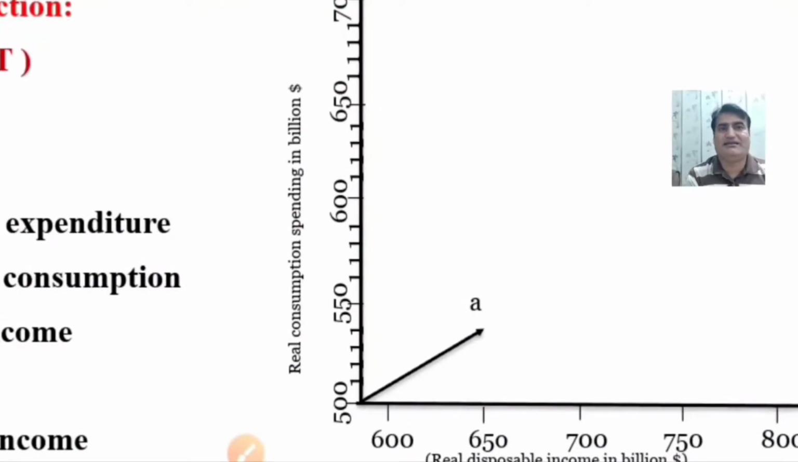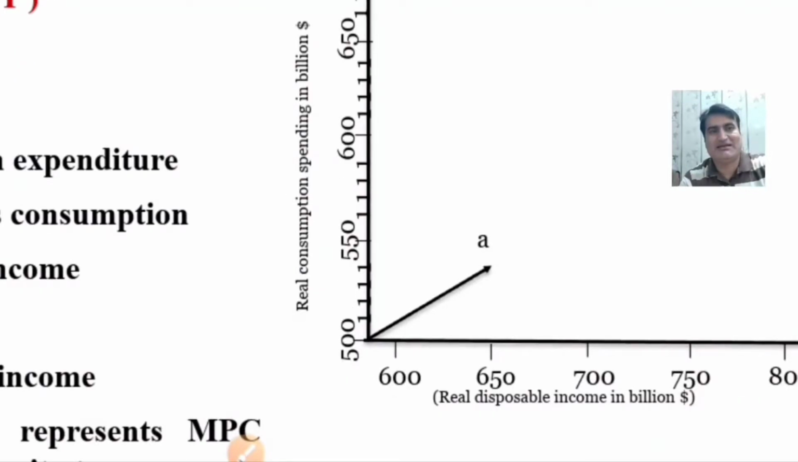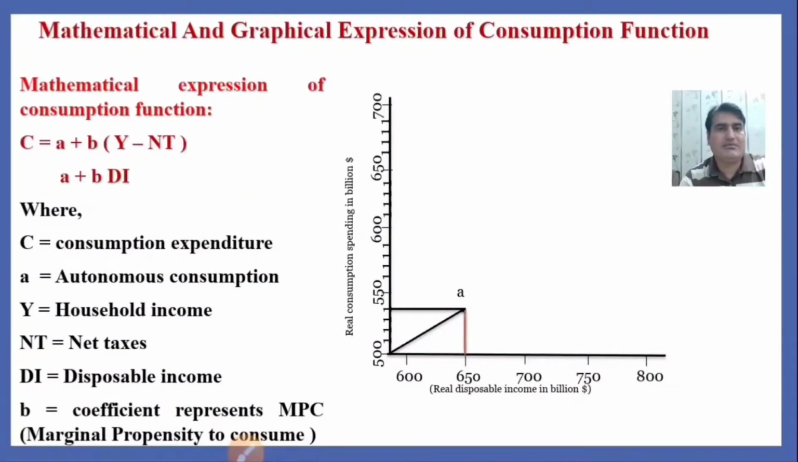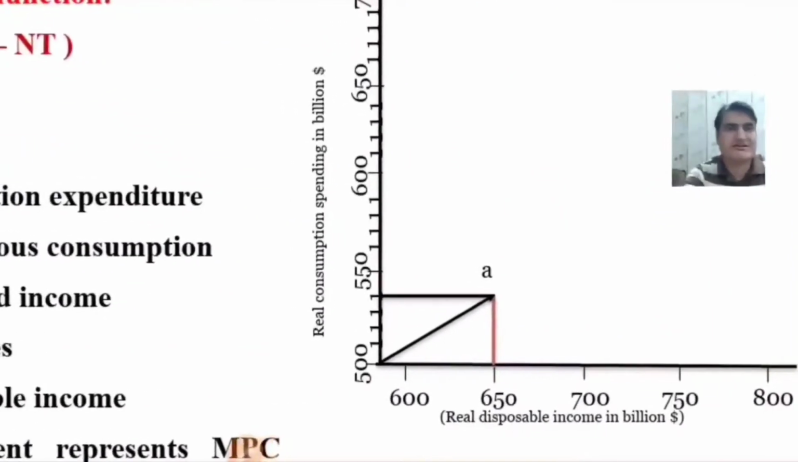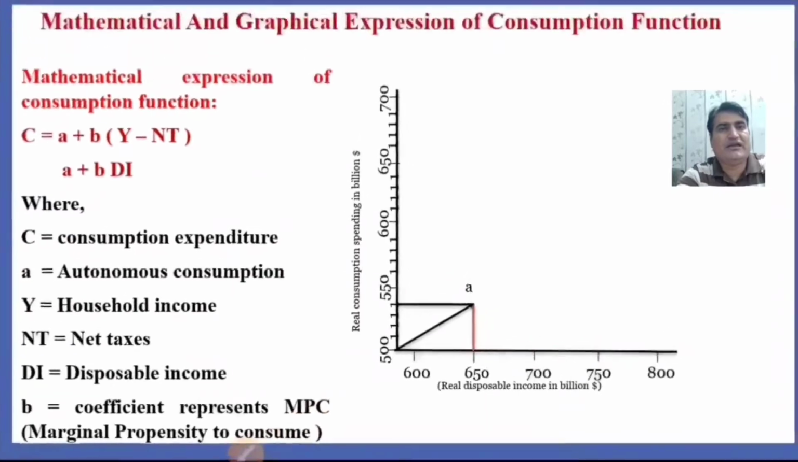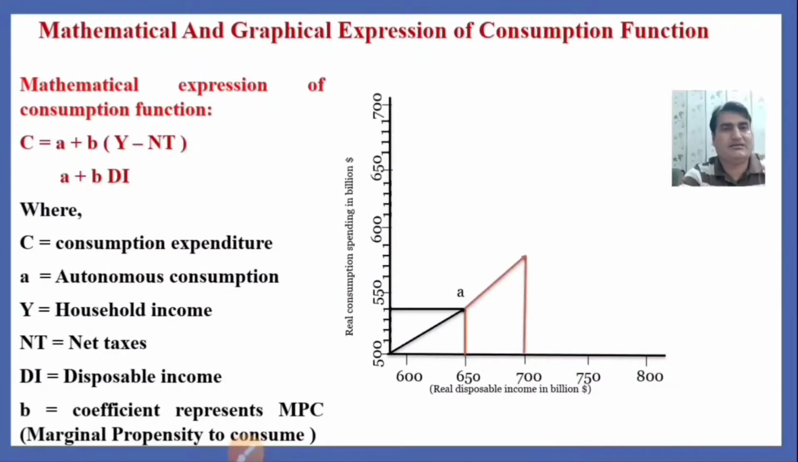Real consumption spending is measured on the y-axis. Real disposable income in $1 billion is measured on the x-axis. When the income rises from 600 to 650, consumption rises from 500 to 540. It means the 50 billion increase in income leads to a rise in consumption of 40 billion, and 10 billion is saved.